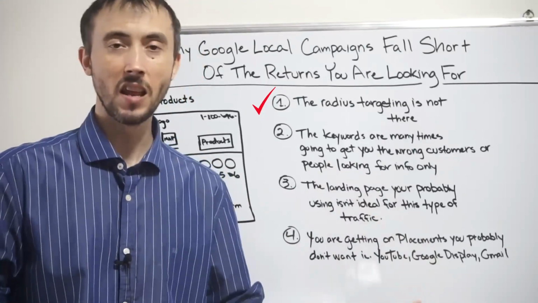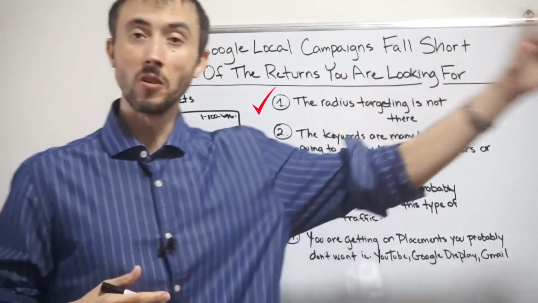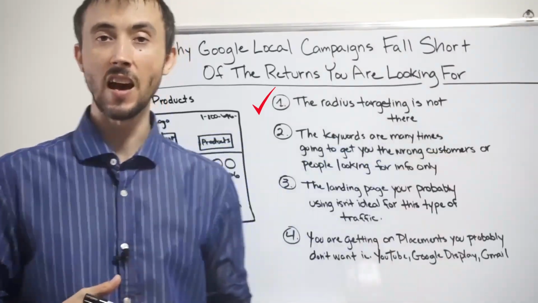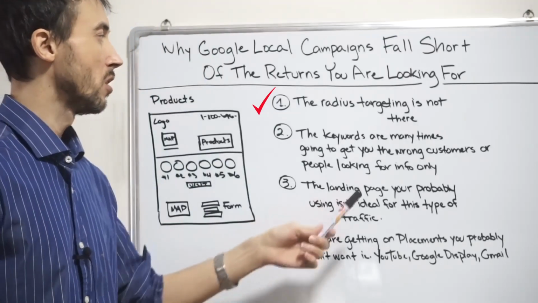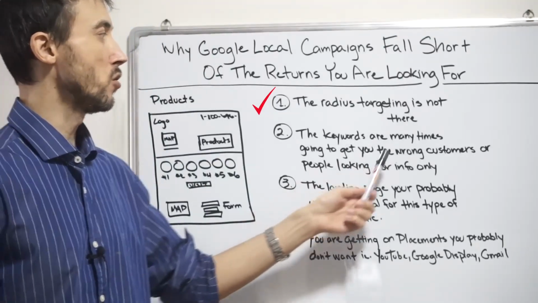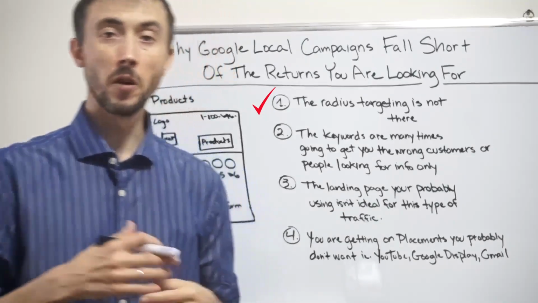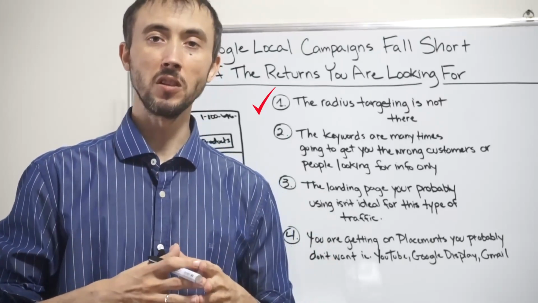While they're easier to set up, they can lose you a lot of money, not just right away, but overall long term, down the road for years and years that you run this ad and never really check into it. Two, the keywords are many times going to get you the wrong customers, or people looking for information only from your firm or company. So with that said, there's no keyword targeting with these local campaigns.